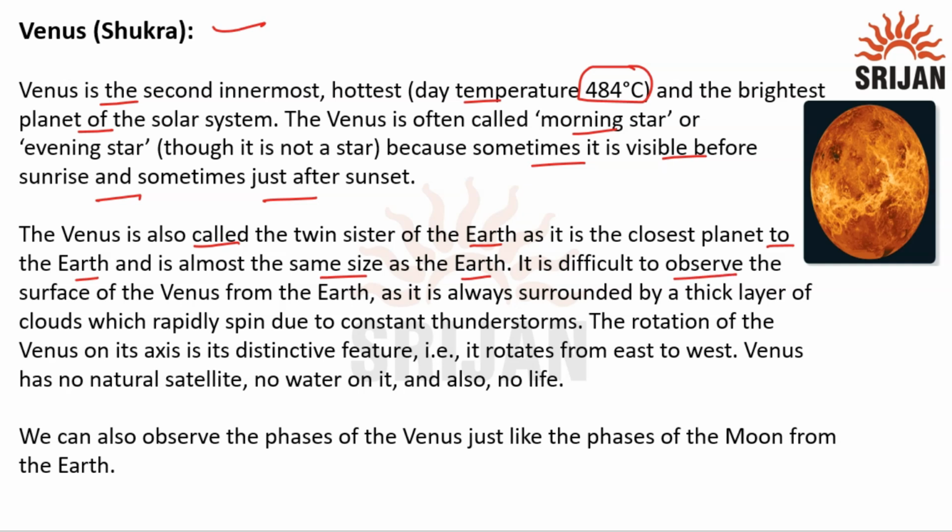It is difficult to observe the surface of Venus from Earth as it is always surrounded by a thick layer of clouds. The rotation of Venus on its axis has a distinctive feature, which is that it rotates from east to west. Venus has no natural satellite, no water on it, and also has no life. We can also observe the phases of Venus from Earth, just like the phases of the Moon.